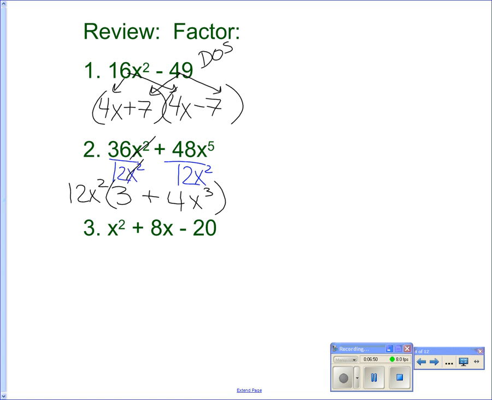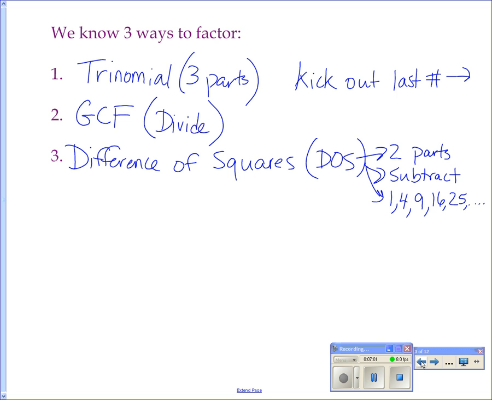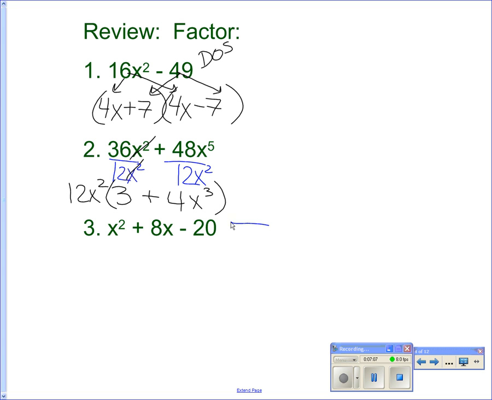All right, number 3. It has 1, 2, 3 parts. So if I look at my list, 3 parts is a trinomial, and I kick out the last number. So that's what I'm going to do. I'm going to kick out the last number. Kick out negative 20. That's what we did yesterday.